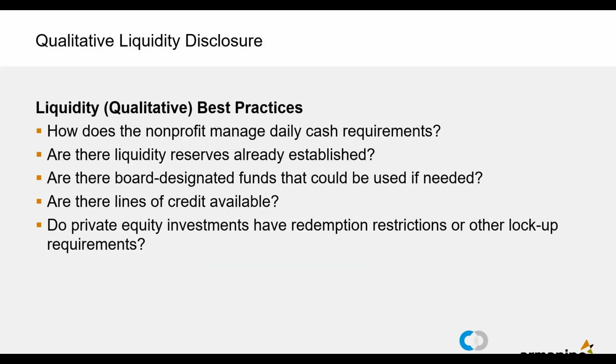And on the qualitative side, again, the narrative that you might include in those liquidity disclosures, some things to think about as you build that out and work with your accountants or other external advisors on what to include. You can see some considerations here, how you manage your cash flow. Maybe you have cyclical cash flow, and that's an important item to highlight in this disclosure. Do you already have reserves set aside? Are there board designations on those funds, lines of credit?